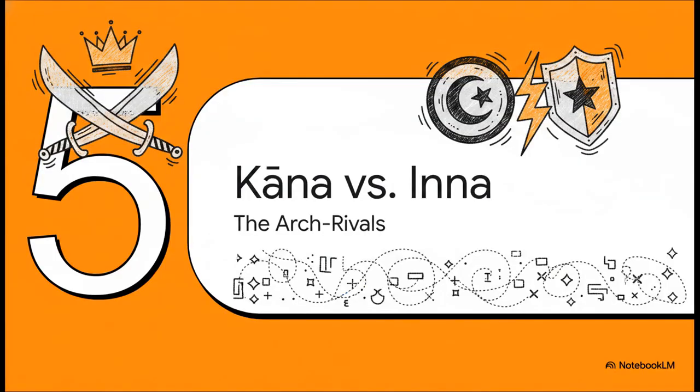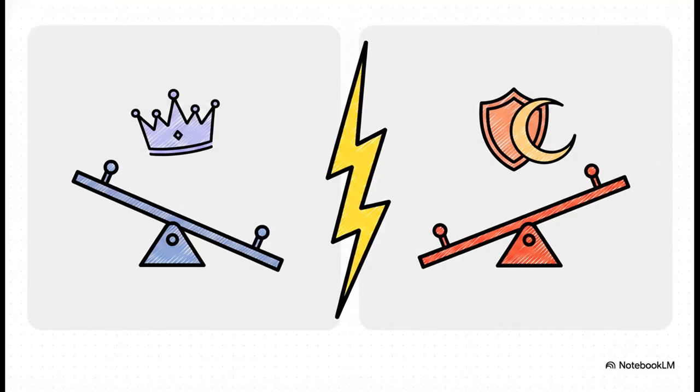Section 5, kaana versus inna. We are making great time. And if you want to truly master Arabic grammar, you have to meet kaana's arch rivals, inna and her sisters. What's really fascinating is the direct comparison between these arch rivals. Kaana, as we've learned, raises the subject up and drops the predicate down into the accusative. But inna does the exact mirror image opposite. Inna drops the subject down into the accusative and raises the predicate up. They are perfectly opposed grammatical forces.